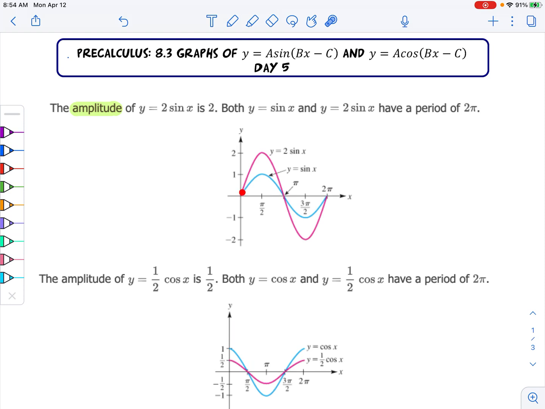Versus if it's y equals 2 sine of x, notice every point is just shifted so that the height is now 2. So that's the amplitude. Still has the same period of 2 pi. Notice the period is where it repeats the pattern. Well, it still increases, decreases, and goes back to that starting point, still within 2 pi.